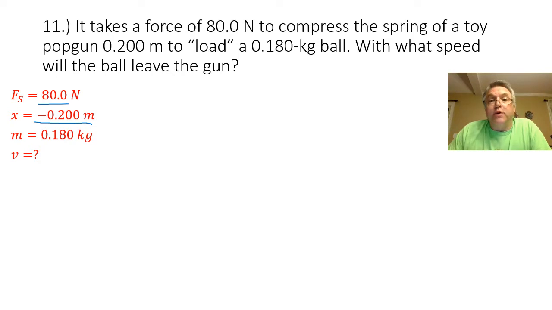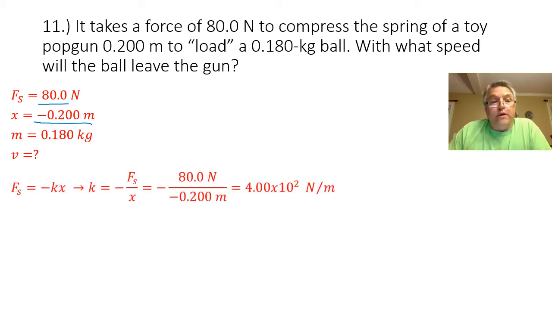Well, I can find the spring constant because it's not given to me in the problem, but I can find that using Hooke's law. So let's try to do that. I know that Hooke's law tells me that the force on the spring is equal to the negative of the spring constant. Remember, k is my spring constant there, times the displacement. If I want to solve that for the spring constant, it is going to equal the negative of the force on the spring divided by the displacement. I plug my known values into that: the negative of 80.0 newtons divided by negative 0.200 meters. And again, my two negative signs here will create a positive, which gives me a spring constant of 4.00 times 10 to the second newtons per meter.